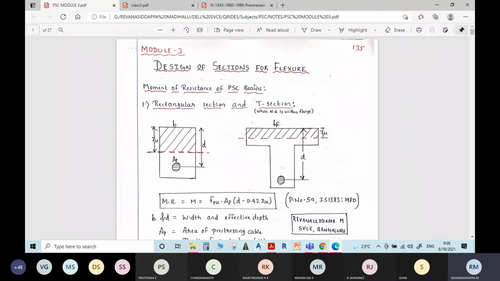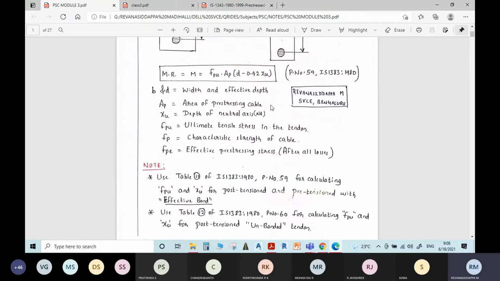Okay, so in module 3, what we have learnt till yesterday is how to do the analysis of a pre-stressed concrete beam, right? Analysis means we learned how to find the moment carrying capacity of a pre-stressed beam for the given parameters.